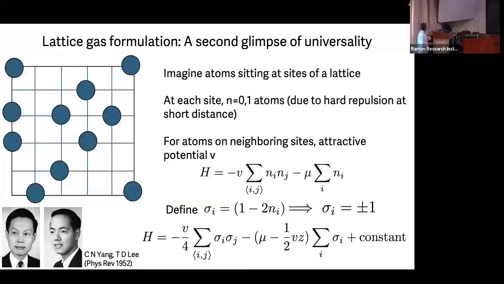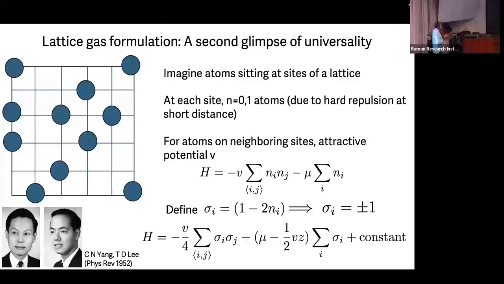Yeah. So this is work done by Yang and Lee back in the early 50s, where you try and say, well, here is another way. Why should I think about fluids in the continuum? It's harder because I have all these degrees of freedom which are smooth and continuous. Let me try and put it on a lattice where I can now do some counting or use some ways to actually calculate the partition function and get free energies and so on.